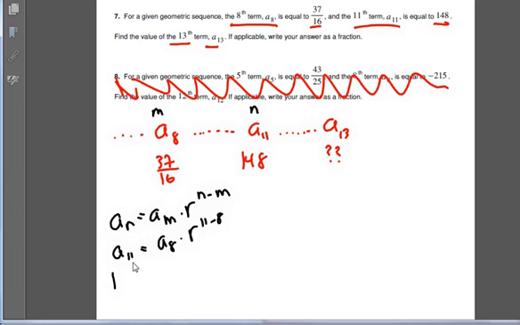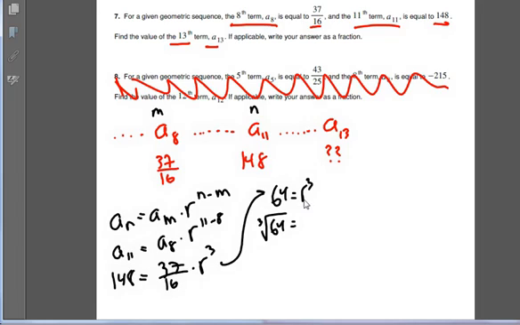So the nth term was A11. The mth term was A8, that's this guy right here. And then r to the n minus m, so 11 minus 8. And so then I'll plug in the values. So 148 equals 37 over 16 times r to the third. So we multiply both sides by 16, divide both sides by 37, so 64 equals r cubed.